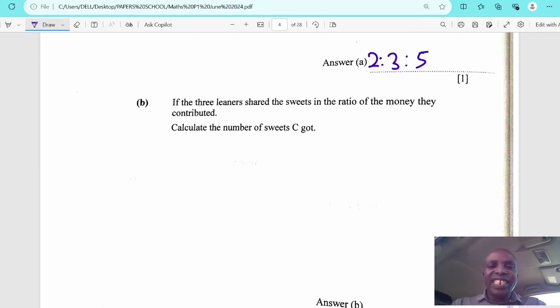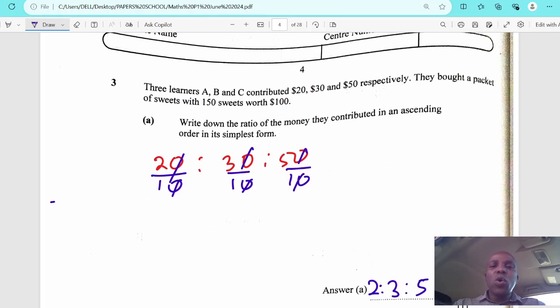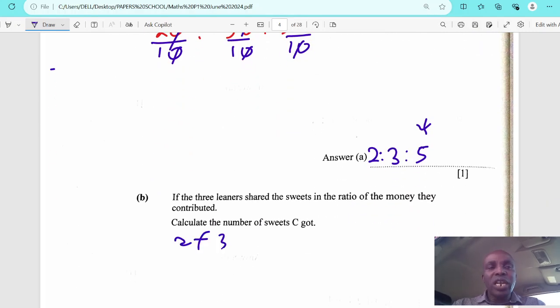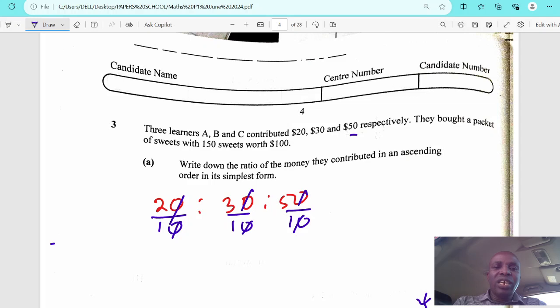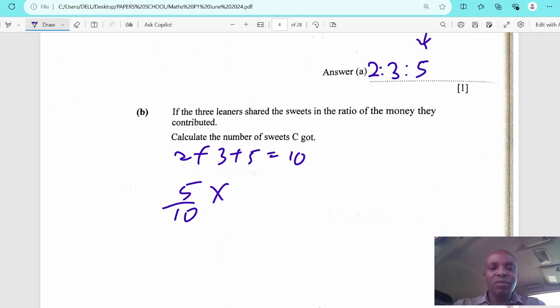Then if the three learners shared the sweets in the ratio of the money they contributed, calculate the number of sweets C got. C got, that's 50, that's the ratio 5. So it's 5 over total. Total ratio, 2 plus 3 plus 5, which is 10. So C got 5 over 10 of the total number of sweets they shared. There are 150 sweets. Times 150, then 10 into 150 is 15. 5 times 15 is 75 sweets.